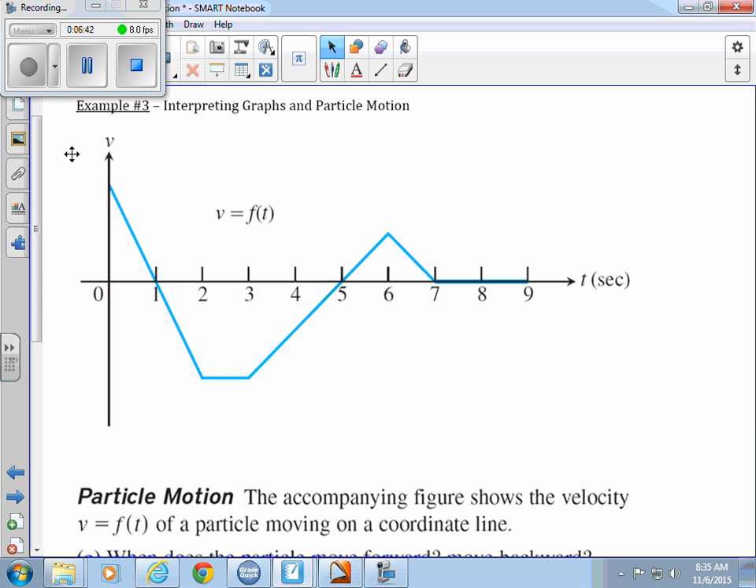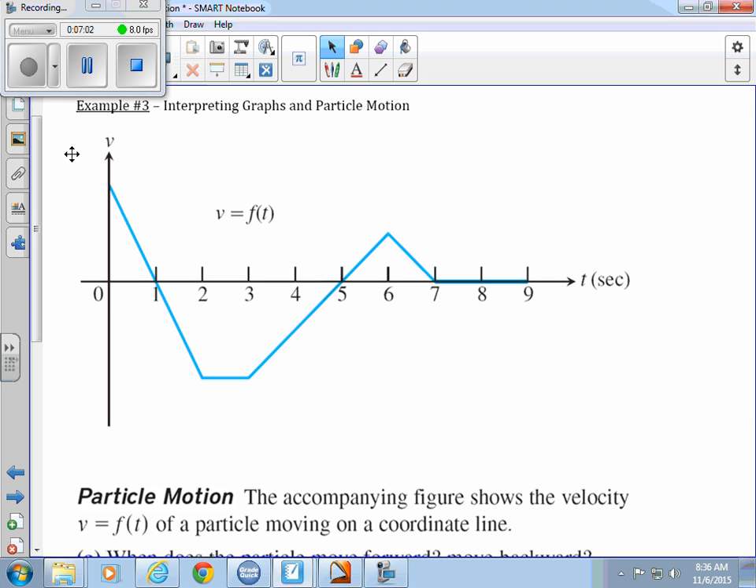Good question. So this one doesn't go with what we just did? It's still motion, but it says the accompanying figure shows the velocity of a particle. What's the first thing we always do when we have a problem that's like a graph?